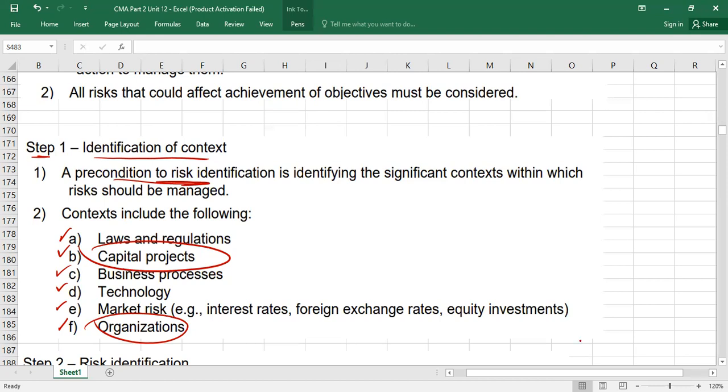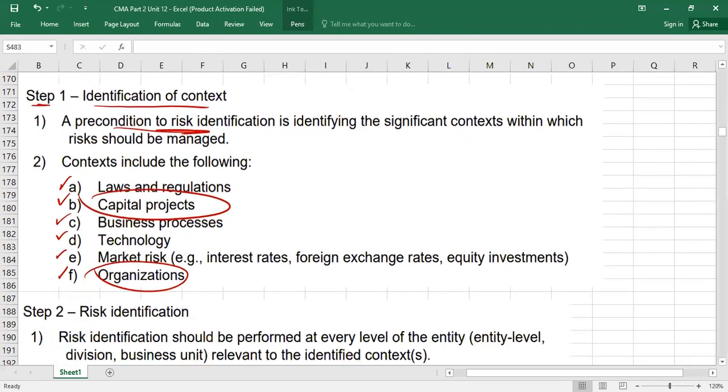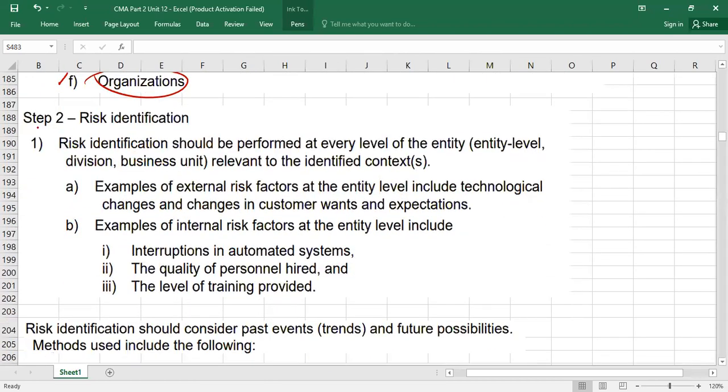Understood? Once the area is decided, the identification of context is decided, then the second important thing is step number two, risk identification. Whenever you are identifying risk at the organizational level, you should look into each department, each business unit, each division, throughout the entity, right? Risk identification means that you are going to highlight or simply identify the risk.